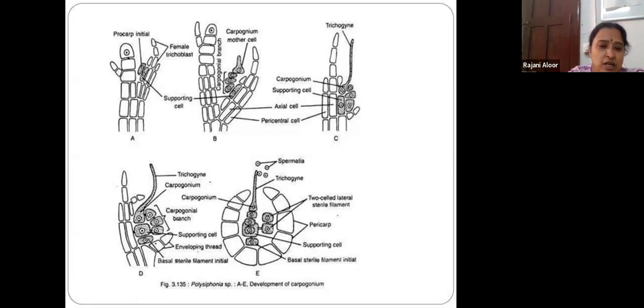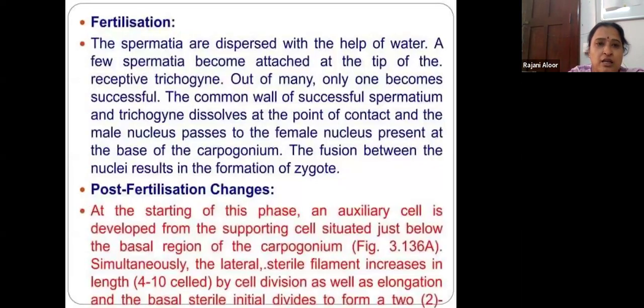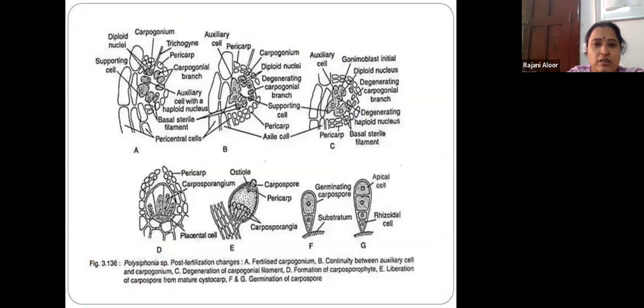Coming to fertilization, the spermatia are dispersed with the help of water. A few spermatia become attached at the tip of the receptive trichogyne. Many are there, but only one becomes successful. The common wall of the successful spermatium and the trichogyne are both dissolved.